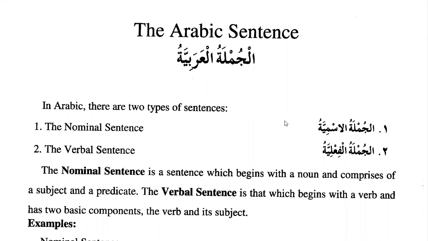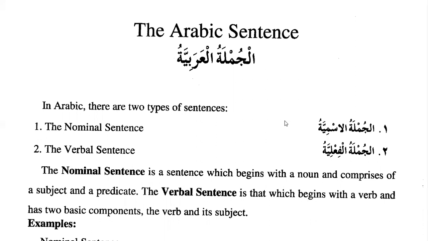The Arabic sentence. In Arabic, there are two types of sentences. One, Al-Jumlatul Ismiyya, the nominal sentence. Two, Jumlatul Failiya, the verbal sentence.